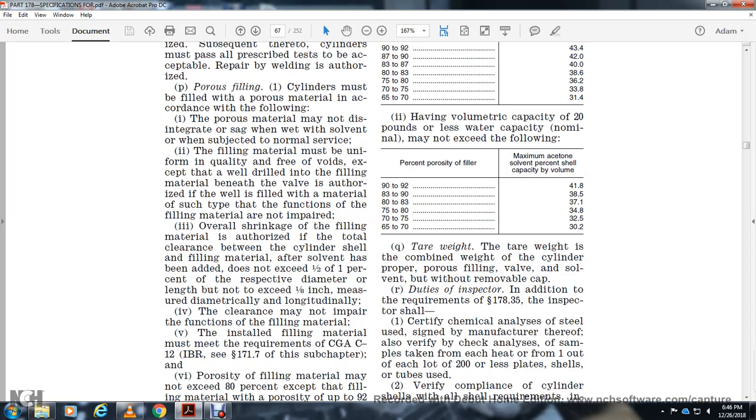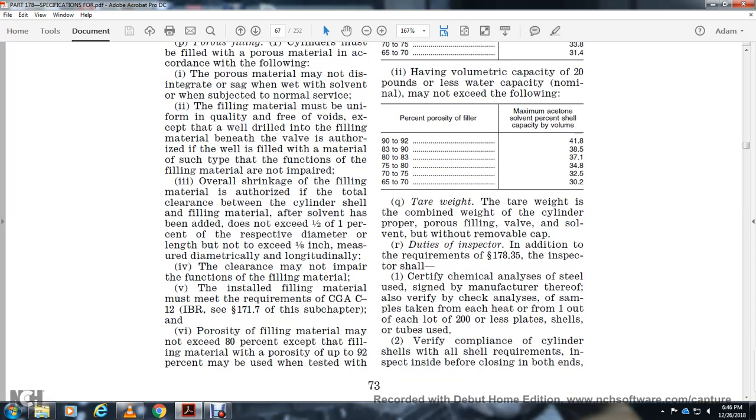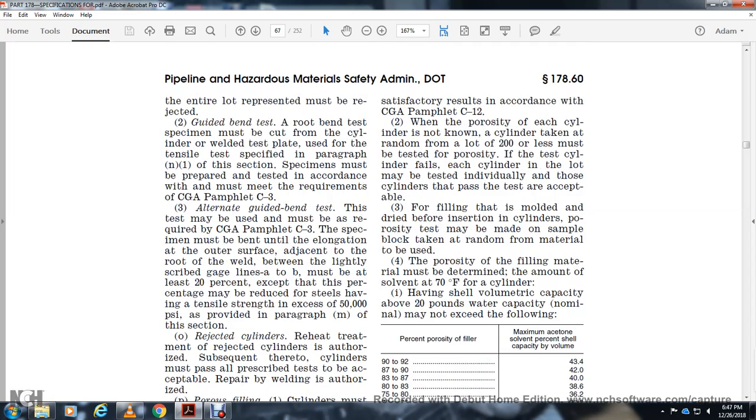The installed filling material must meet the requirements of CGA C12. The porosity of the filling material may not exceed 8%, except that filling material with a porosity of 92% may be used with the test and satisfactory result according to CGA pamphlet C12. Of the cylinders, one taken at random from at least 200 or less must be tested for porosity. If the tested cylinder fails, each of the cylinders in the lot may be tested individually; cylinders that pass the test are acceptable.